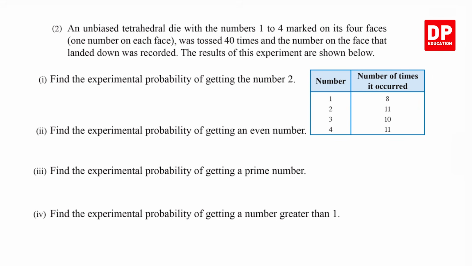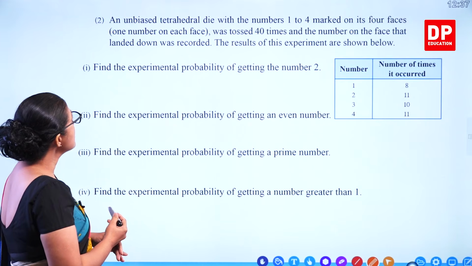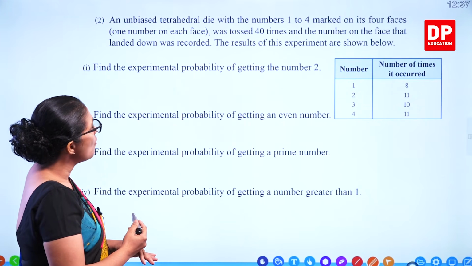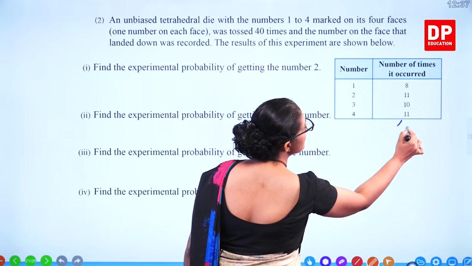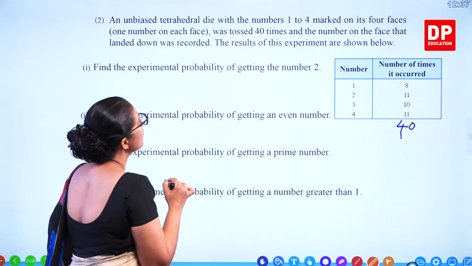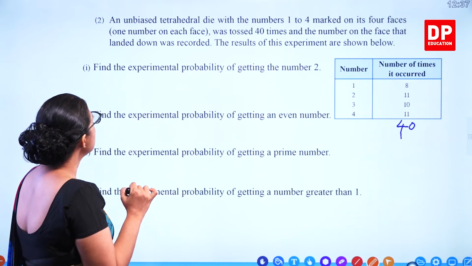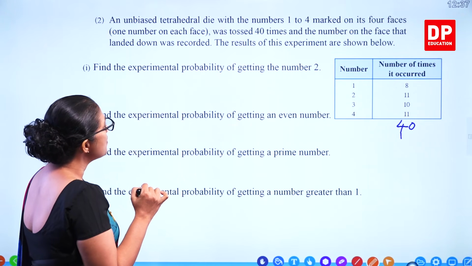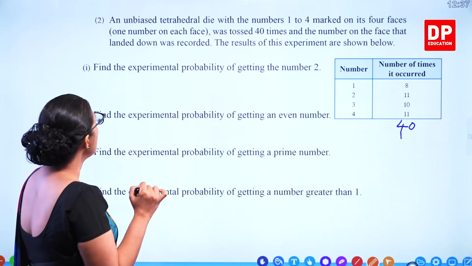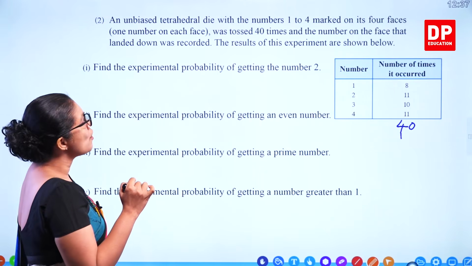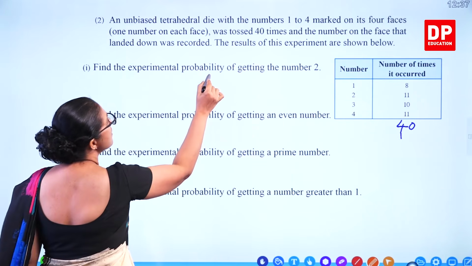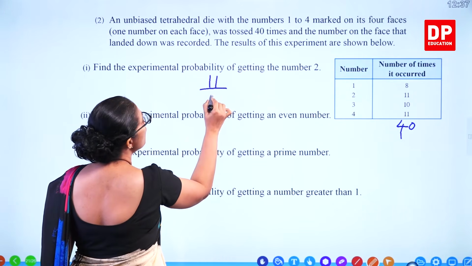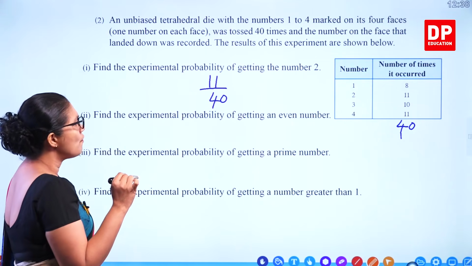An unbiased tetrahedral die with the numbers 1 to 4 marked on its 4 faces, one number on each face, was tossed 40 times. So that means the total is 40. And the number on the face that landed down was recorded. The results of this experiment are shown below. Find the experimental probability of getting the number 2. 11 possibilities out of 40. 11 over 40.